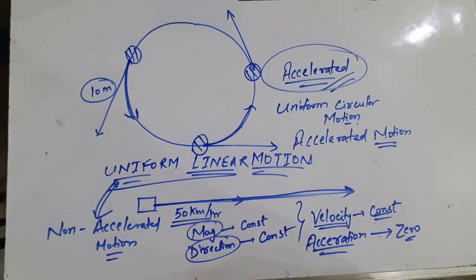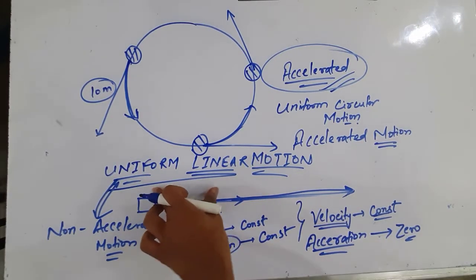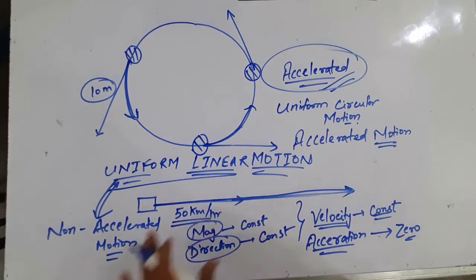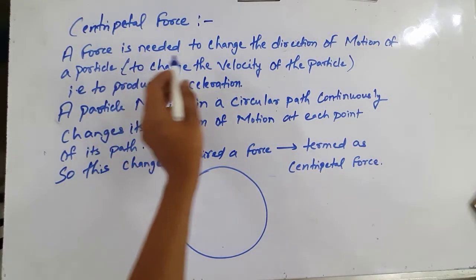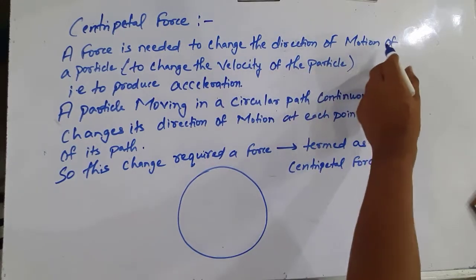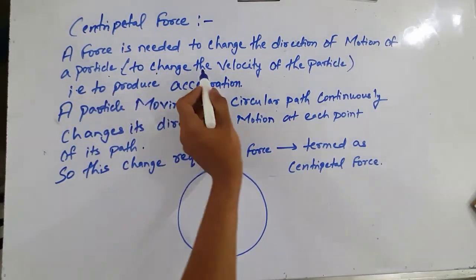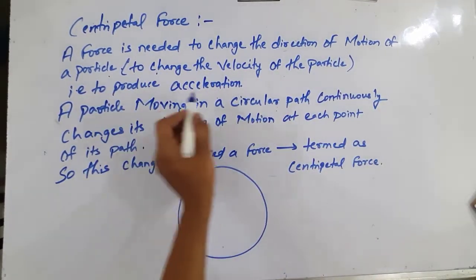So what is the basic difference between uniform linear motion and uniform circular motion? Uniform linear motion is a non-accelerated motion, whereas uniform circular motion is an accelerated motion. Now we will talk about centripetal force. Centripetal force is a force needed to change the direction of motion of a particle, to change the velocity of the particle, that is, to produce acceleration.